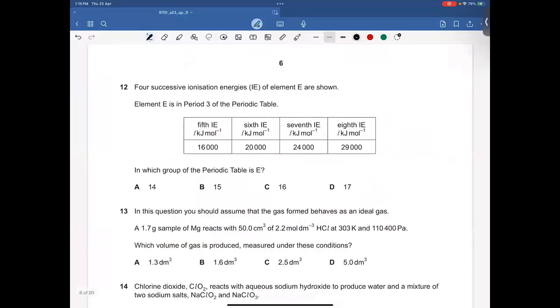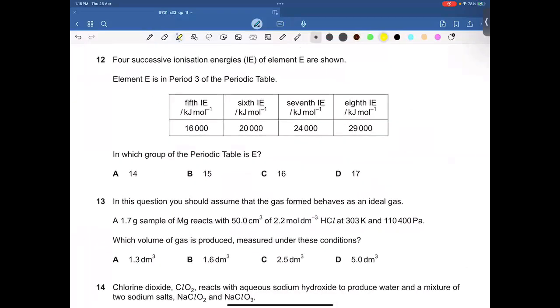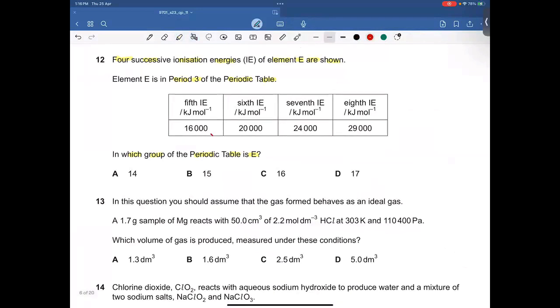Question number 12. Four successive ionization energies of element E are shown. Element E is in period 3 of the periodic table. In which group of the periodic table is E? We'll take the difference between these values. It's going to be 4,000, 4,000, and 5,000. This difference is extremely small.